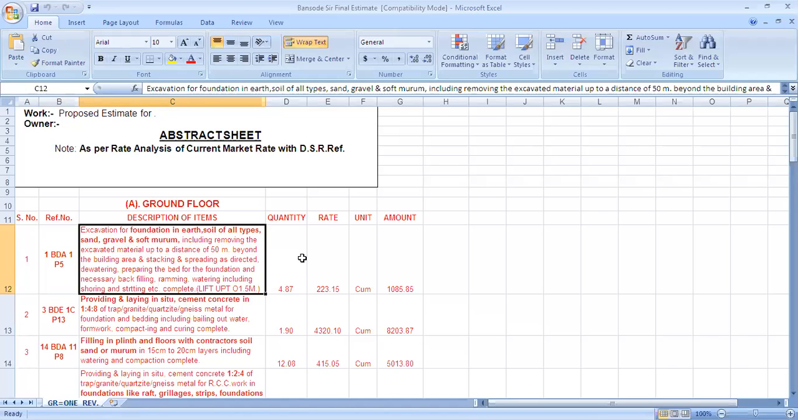Lead and lift. Lift means to take the material, the excavated material we have, and lead is nothing but transporting that material and making a stockpile. That means we make a heap of that material. The soil that is excavated is taken out and piled at one place, right? That is called lead and lift work. Okay, so stacking, that is making the stockpiles and spreading as directed, dewatering, preparing the bed for the foundation, and necessary backfilling, ramming, watering, including shoring and strutting completed. Lift up to 1.5 meters.